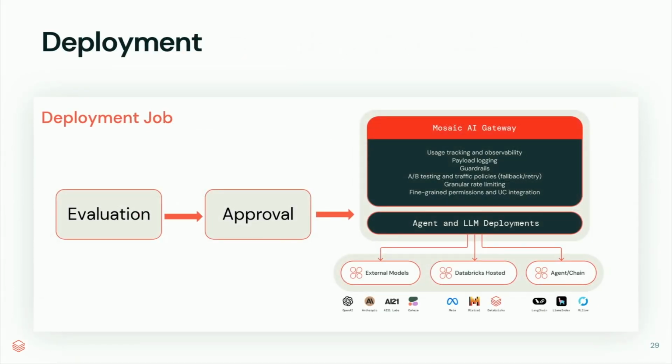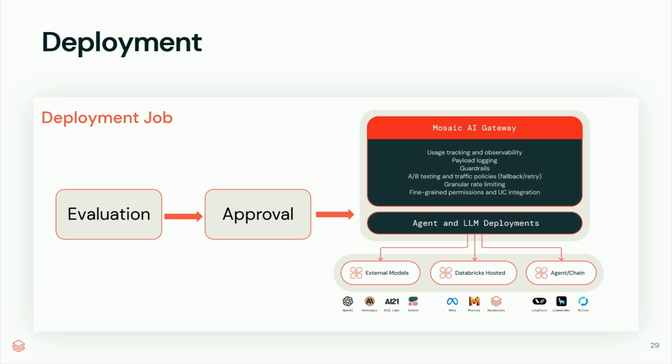So we talked about the building side, and we talked about the evaluation side. The next side is deployment. Like I said, you can still use your deployment job. Maybe we're keeping it simple with just the evaluation approval, but you can make it as complex as you want. And then for the deploying step, that's when we integrate into AI Gateway.